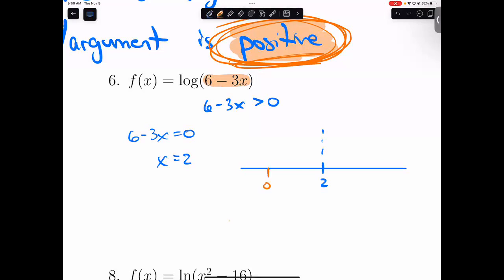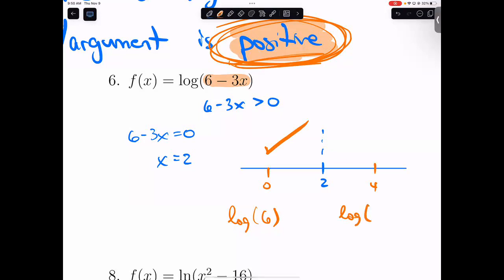If I try to plug 0 into that, I get the log of 6. Is the log of 6 going to be defined? Like, is that a real number? I don't need to know what it is, but can you take the log of 6? Yeah, punch it into a calculator. If you get an answer back, then the answer is yes.